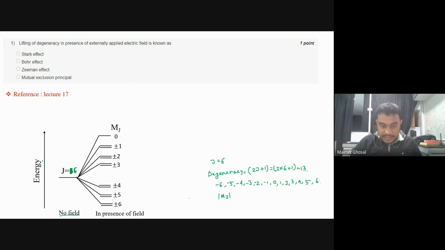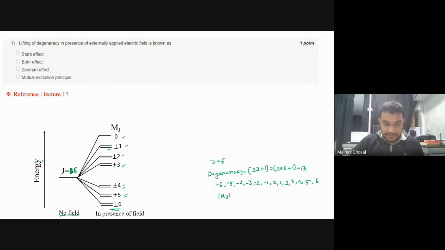And that's why you can see in the presence of field how they are split here: plus 6 and minus 6 will be there, plus minus 5, plus minus 4 of the same energy, plus minus 3, plus minus 2, plus minus 1, and 0. Okay. So what was your degeneracy for J equals 6? It is completely broken for the J equals 6 state.